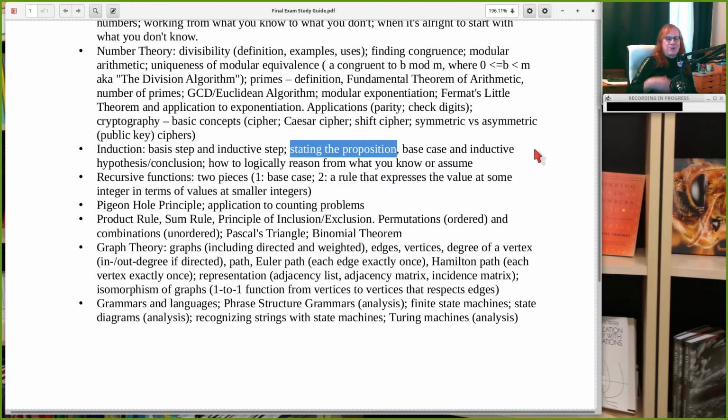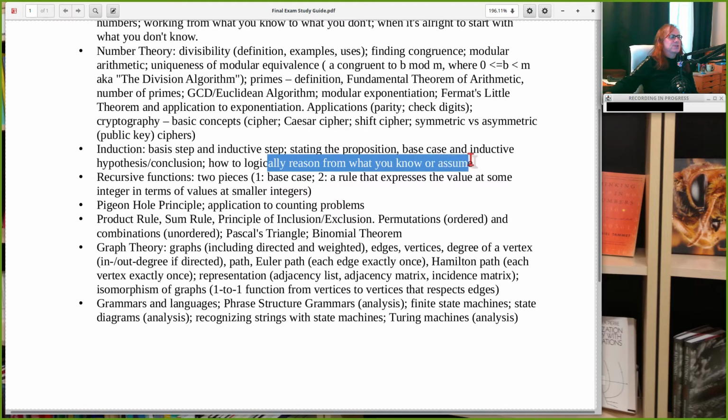And then probably write out what P of n says, and then start doing your logical reasoning, things you know about numbers and so on and so forth, until you get to something that shows you P of n plus 1 is true. At that point you can say, therefore P of n implies P of n plus 1, therefore by mathematical induction P of n is true for all n bigger than or equal to whatever your base case was. Right, so again, reasoning from what you know or assume to what it is you're trying to show.